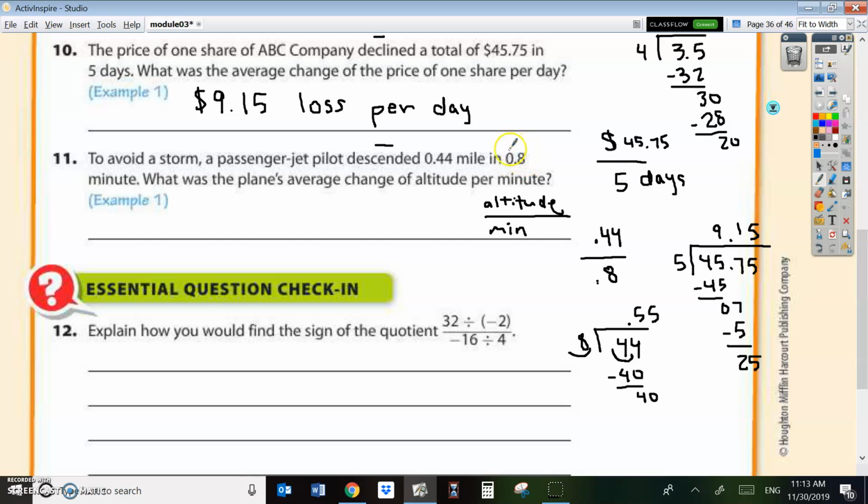So remember, he went 44 hundredths of a mile in less than a minute. So if he went for 1 whole minute, it would be more. It would be 55 hundredths. So he's descending, so that's a negative amount. Mile per minute.